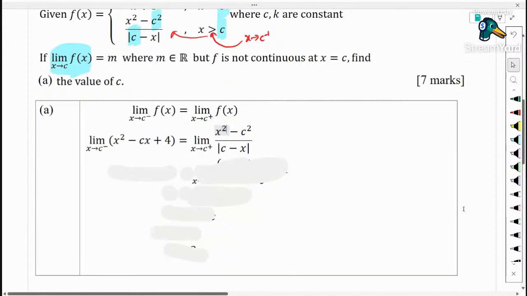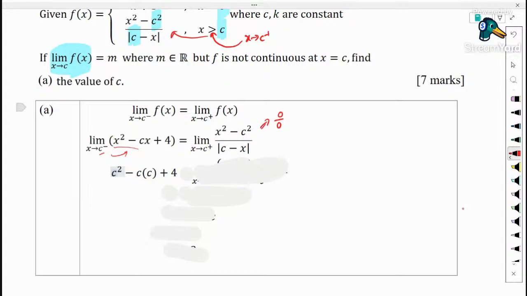After we do our substitutions, you find out that the limit on the left-hand side is a polynomial. We can just directly substitute C inside to get the result. However, for the right-hand side, if you do direct substitution, you find out that the result is 0 over 0. So there must be the same linear factor on top and bottom that creates 0, and we need to cancel it off. In order to do that, I need to factorize the quadratic and also define the modulus.